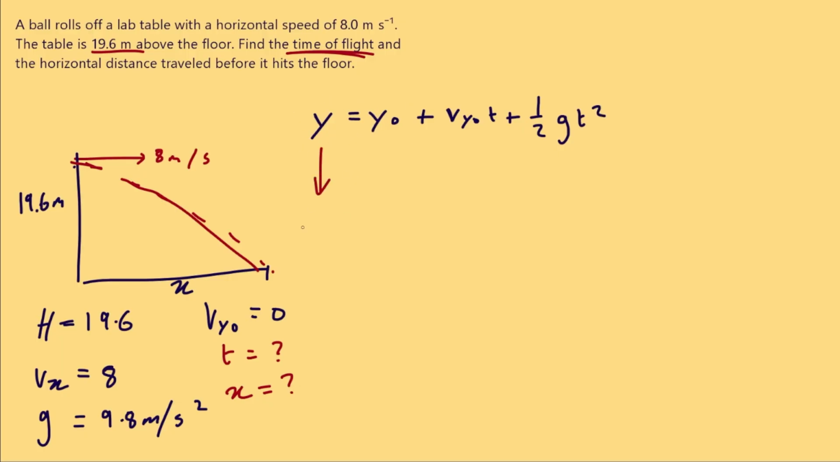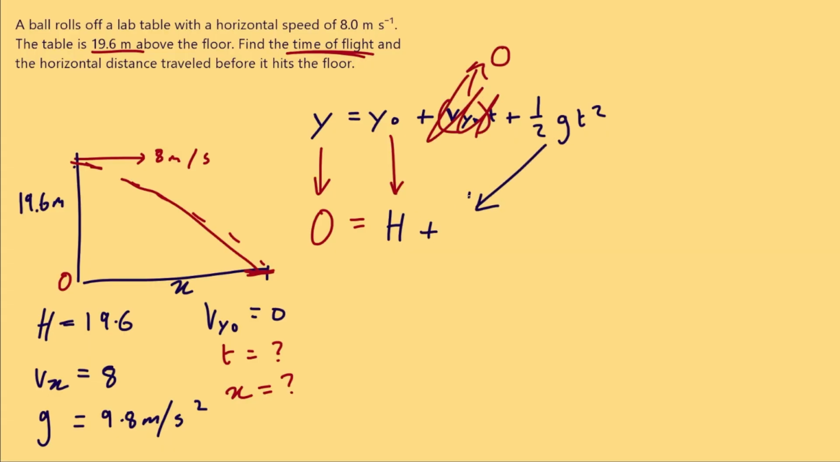y refers to the final vertical position, which is the ground, aka 0. y0 is initial position, which is the height of the table. This term here doesn't matter. Why? Because initial vertical velocity is 0, so this cancels out. And then simply 1 over 2 gravity times t squared.